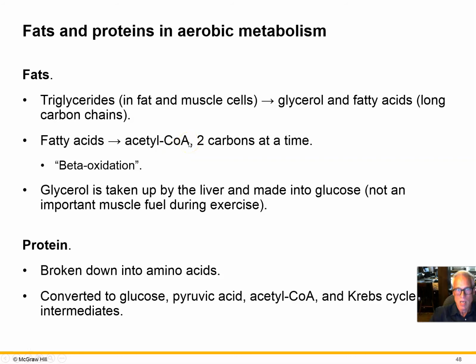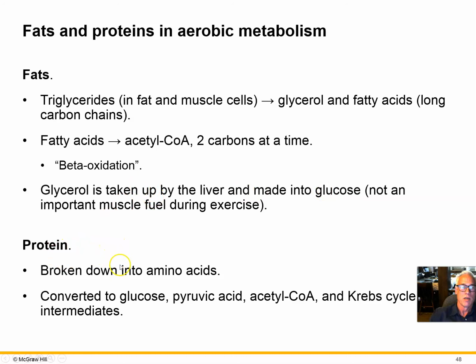So if you keep breaking off 2 carbon units, you produce a whole raft of acetyl-CoAs for each fatty acid chain. The glycerol, incidentally, can be taken up by the liver and made into glucose. Gluconeogenesis, the production of glucose from non-carbohydrate sources.